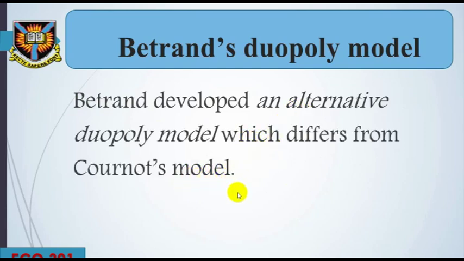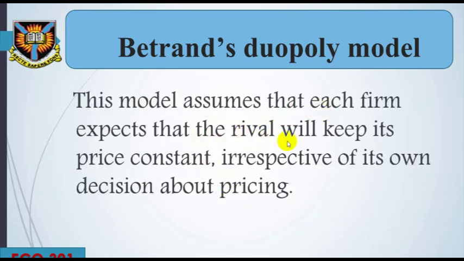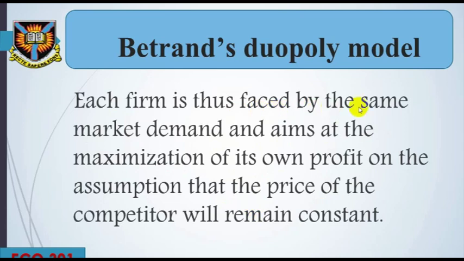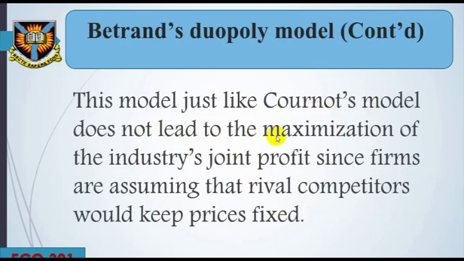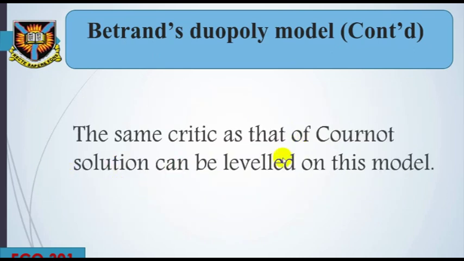This model assumes that each firm expects that the rival will keep its price constant irrespective of its own decision about pricing. Each firm is thus faced by the same market demand and aims at the maximization of its own profit on the assumption that the price of the competitor will remain constant. This model, just like Cournot's model, does not lead to the maximization of the industry's joint profit, since firms are assuming that rival competitors would keep prices fixed. The same critique as that of Cournot's solution can be leveled on this model.